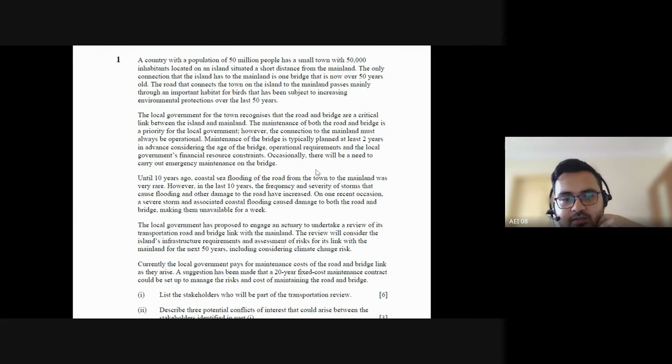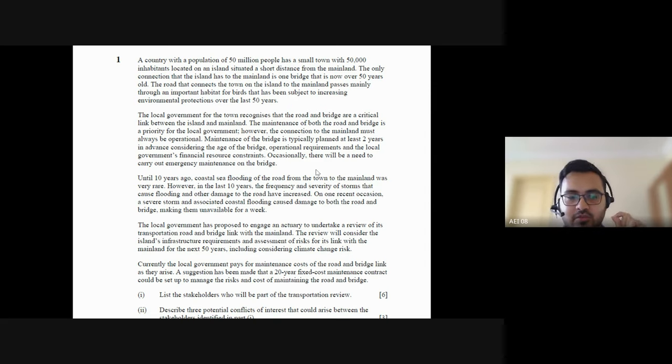And finally, the last small paragraph, it says, currently, the local government pays the maintenance cost for the road and bridge link as and when they arise. So currently, they are paying on an as-is basis. Ki, acha, tomorrow if a pothole comes, I'll pay 1 lakh rupees, get it fixed. That is what I understand out of it. A suggestion has been made that a 20-year fixed cost maintenance contract could be set up to manage the risk and cost of maintaining the road and bridge.